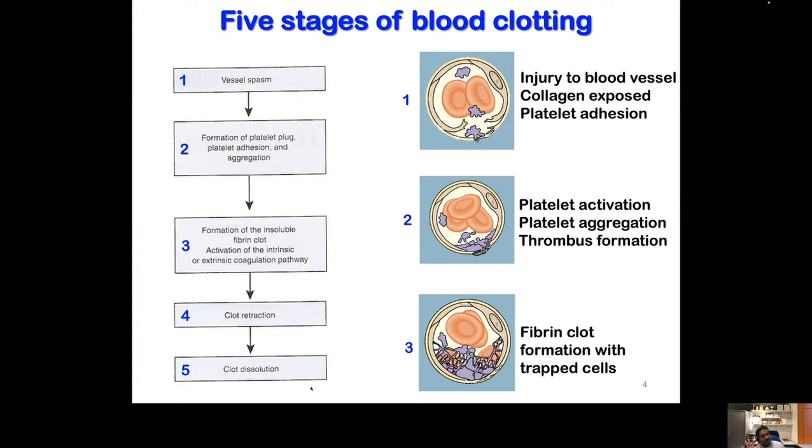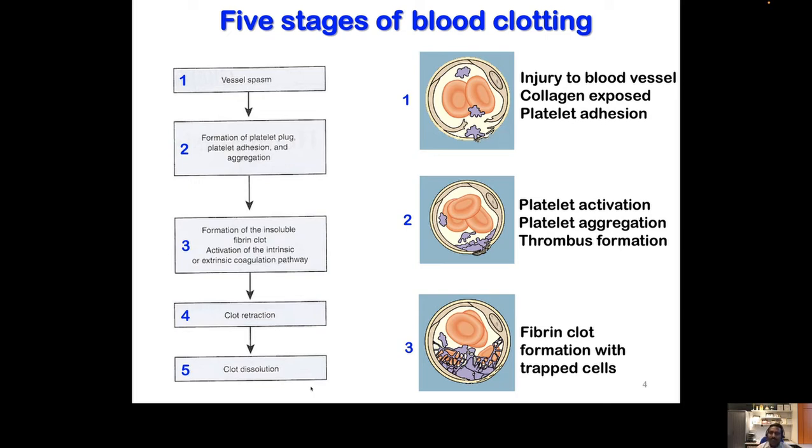So there are 5 stages in blood clotting. First one is vessel spasm. Second one is platelet activation and aggregation. Third one is coagulation cascade activation to form insoluble blood clot. Fourth one is clot retraction, and the fifth one is clot dissolution.